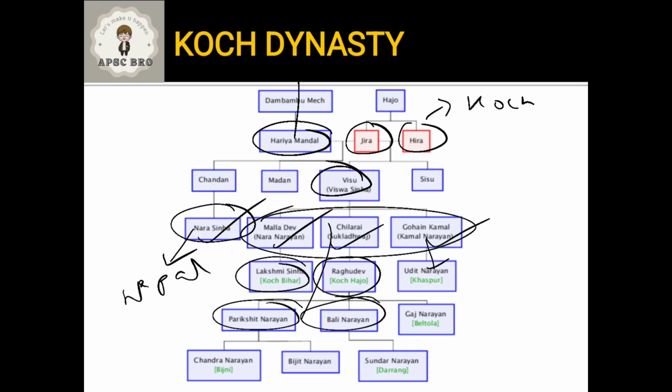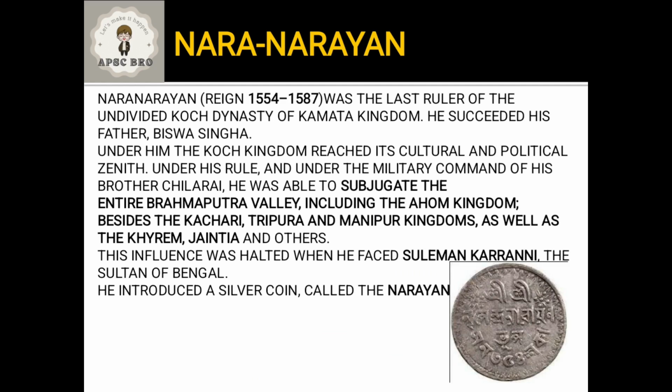Okay. Chandranarayan ruled near the Bizni area, Sundarnarayan near the Darang area, Bijitnarayan near the Beltola area, like that. So Naranarayan was the greatest Kush ruler. His reign was from 1554 to 1587. Sometimes it is asked when his reign began. He was the last ruler of the undivided Kush dynasty.